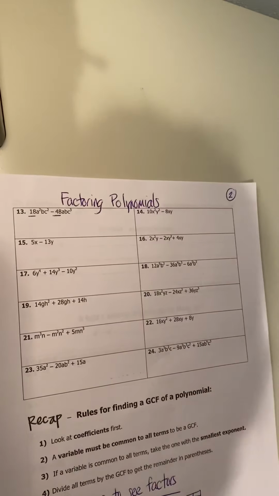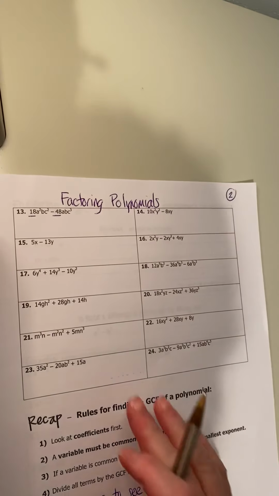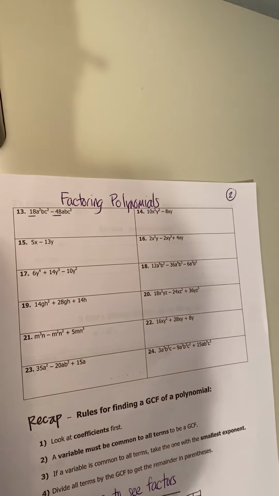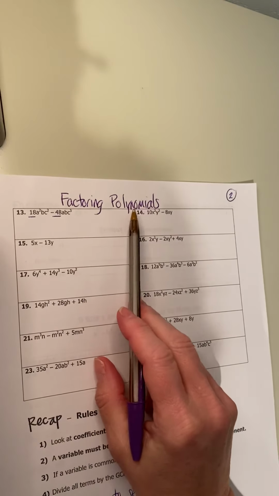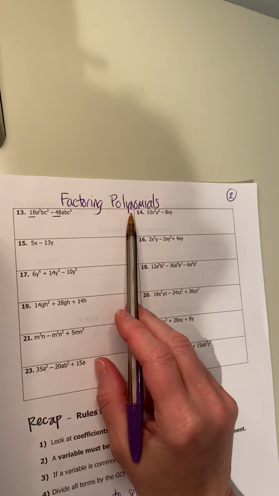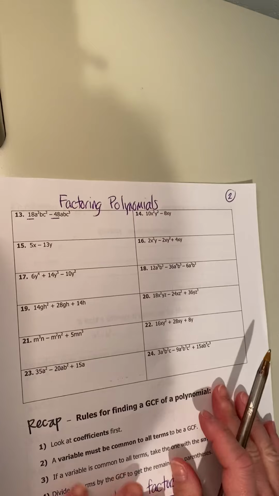Right, so this is going to be page 2 of packet 2. We're basically continuing from page 1 on factoring polynomials, the reverse distributive property. So let's start with number 13.